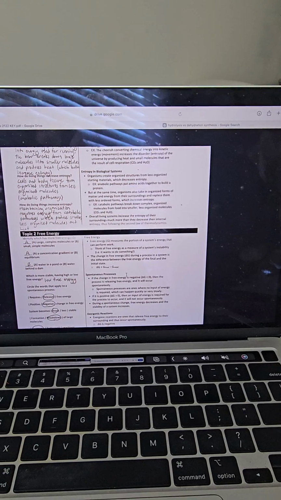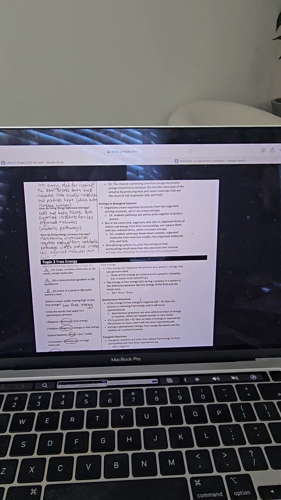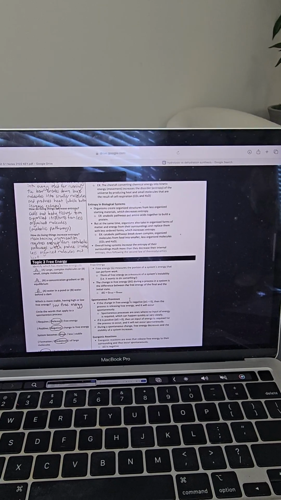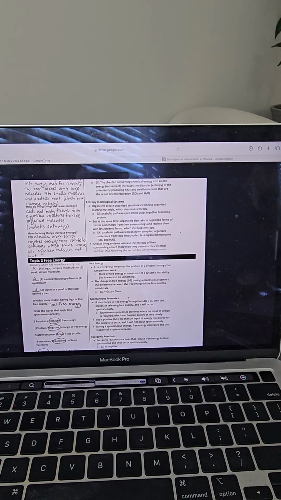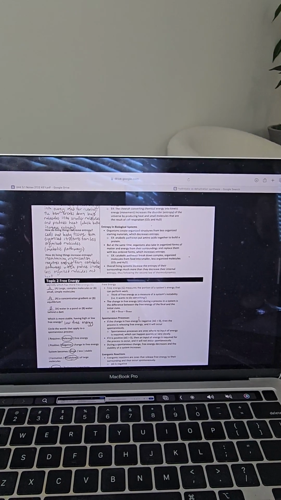And then the next topic is free energy. Free energy is basically, think of it like a system's energy that can do work. When we talk about free energy, we call it delta G, which is also called Gibbs free energy.